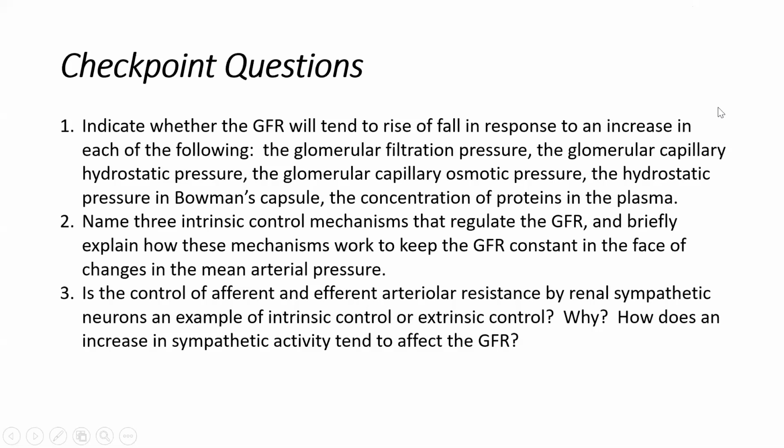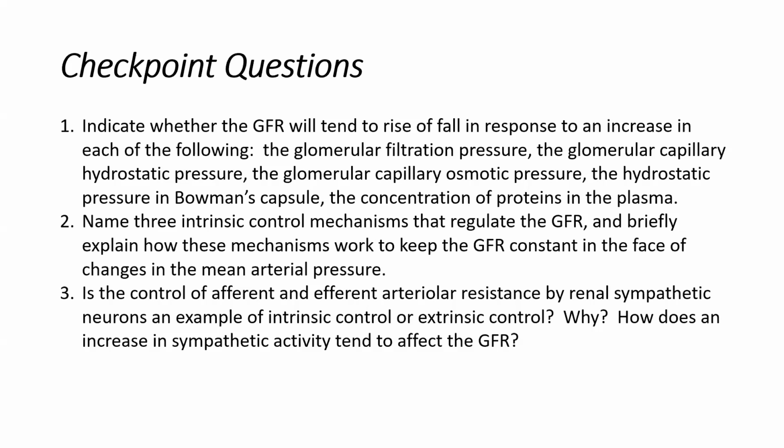Okay, number two, name the three intrinsic control mechanisms that regulate the GFR, and then briefly explain how these mechanisms work to keep GFR constant in the face of changes in the mean arterial pressure. So we spoke about these three mechanisms, and we talked about that graph where for the window of a mean arterial pressure between 80 and 180, the GFR stayed the same at 125. And so we're asking here, what are the three mechanisms that ensured that the GFR stayed the same between that window of 80 to 180?